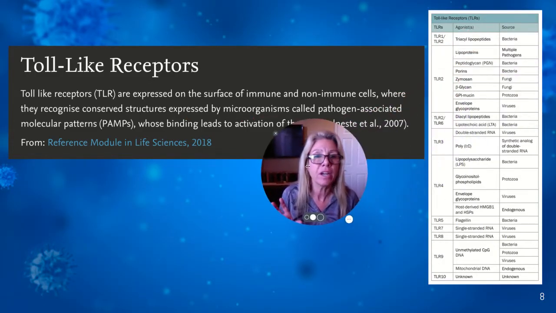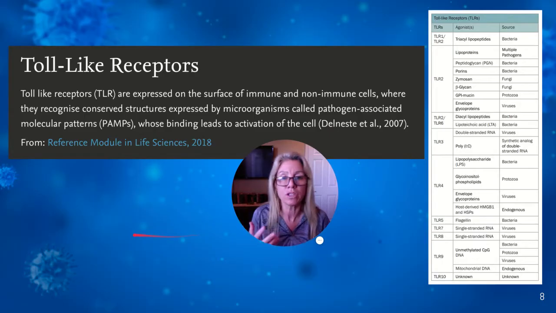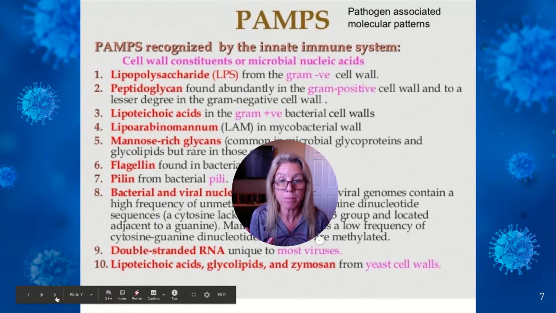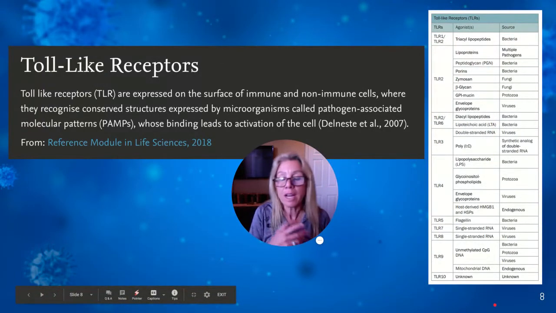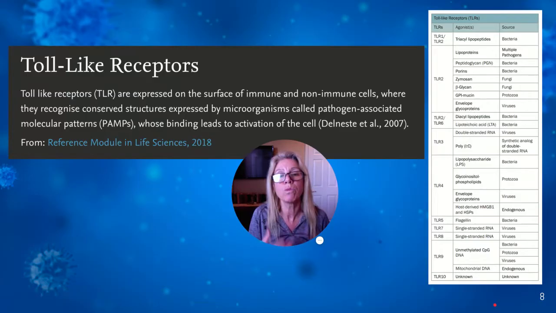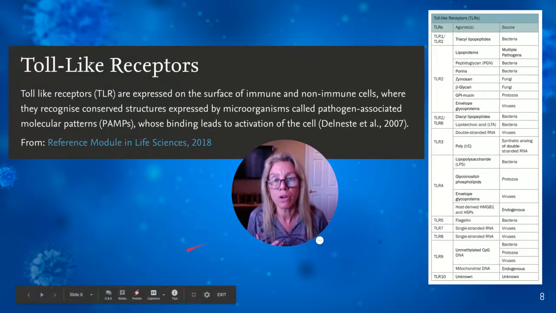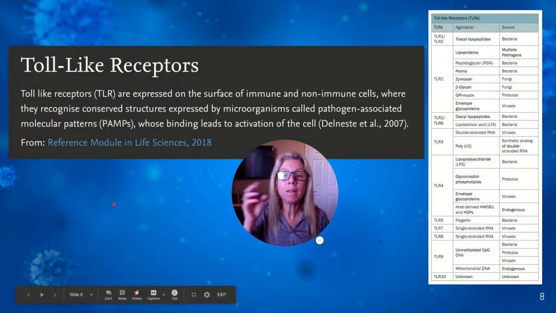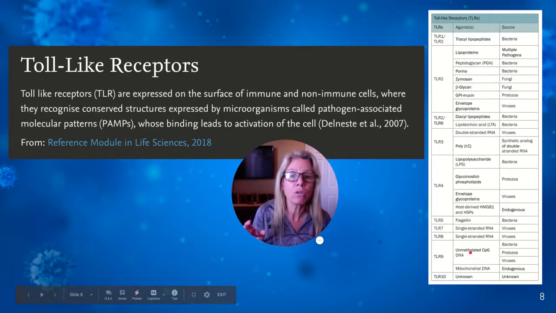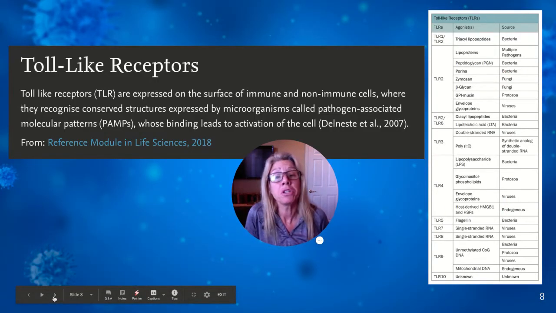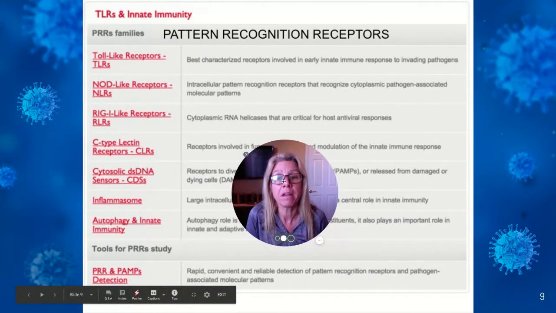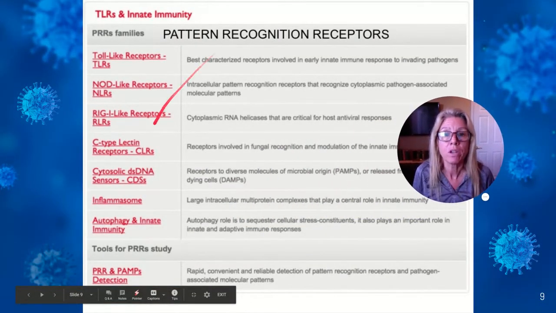And here, again, is a whole list, just like before. I showed you a whole bunch of PAMPs. Here are a whole bunch of toll-like receptors. Again, you don't need to memorize them. I just want you to see that there are so many. And when the PAMP binds to one of these toll-like receptors, it leads to activation of the cell. And ultimately, what you're trying to do is get rid of the PAMP and anything that is associated with it. Okay, so here's some more receptors.